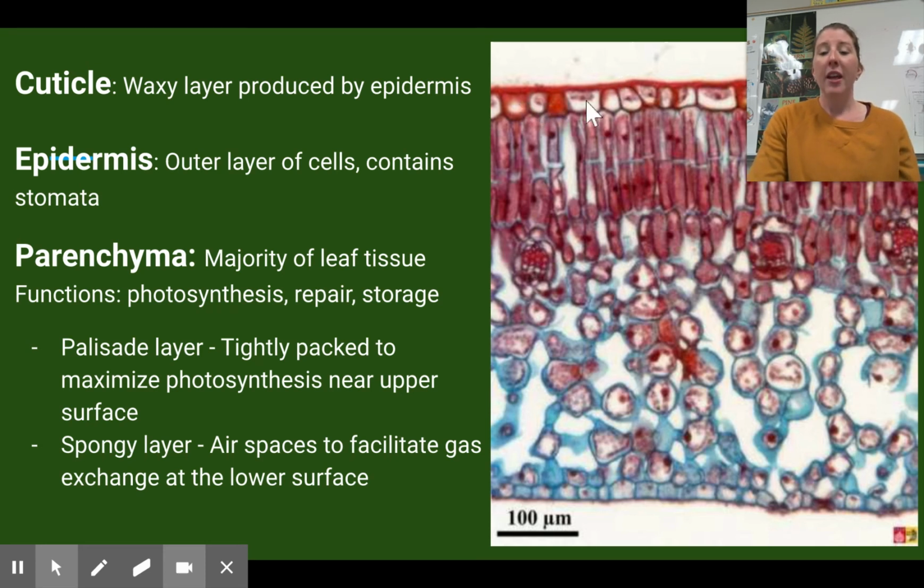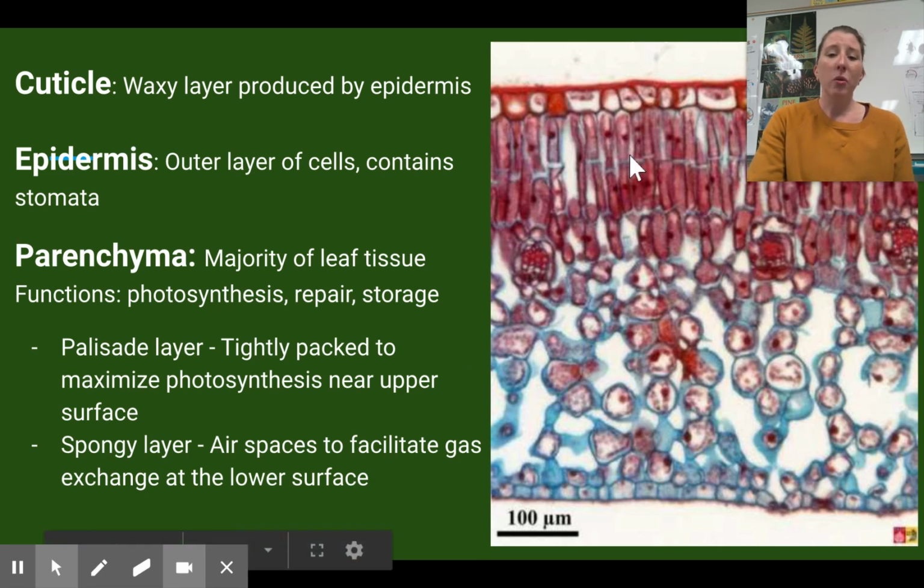Underneath that, we have a layer of epidermis. There is an upper and lower epidermis, and that is a layer of cells, and it contains the stomata, those openings. So there's guard cells in there as well. You can see a stomata down here with the two guard cells and then the air space in between. And then all of this inside stuff, the filler, is called parenchyma. This is where photosynthesis occurs, where the cells are able to repair, where materials can be stored.